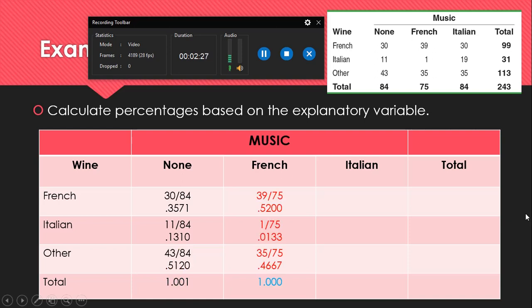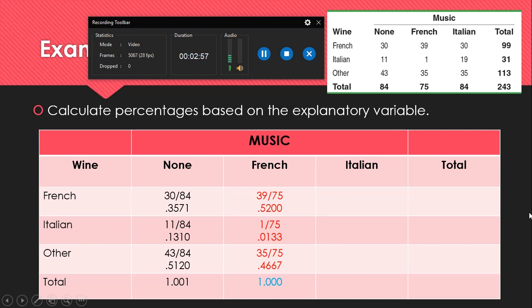Now we're going to look at the French music. What I did is I went through and made everything out of 75. That's how many people bought wine when French music was playing. Again, it was just what they recorded from the table, 39 out of 75 here in French and French. Italian wine with French music was 1, and other wine when French music was playing was 35. And again, these percentages all add up to 100%.